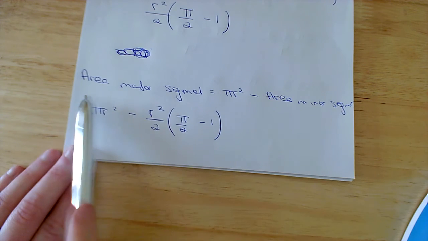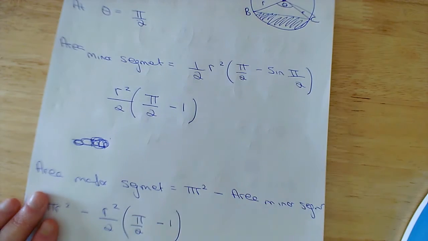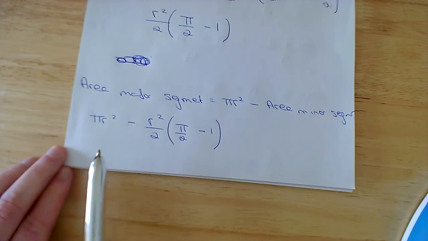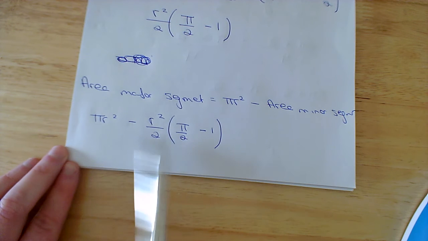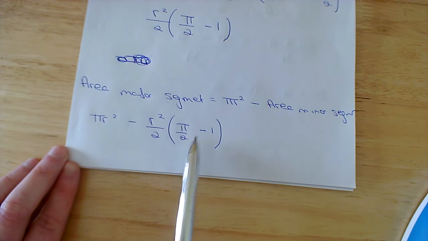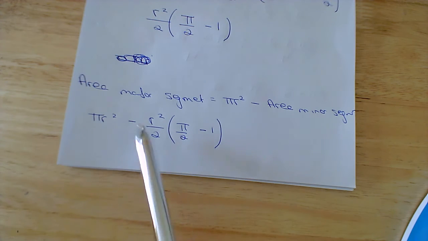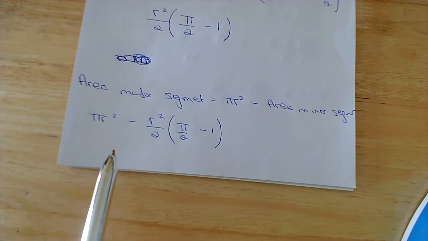Then I need to get the area of my major segment. My major segment is basically a full circle take away the area of my minor segment. So the area of my major segment is pi r squared minus r squared over 2, bracket pi over 2 minus 1.